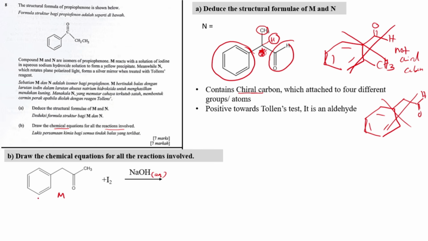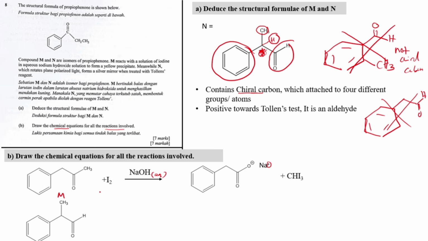And the reaction of M with iodine under the iodoform test will produce a carboxylate ion. So this is my carboxylate ion, and then the Na plus will be close by to the O minus here. Okay, and as a result, a precipitate is going to be formed, which is a yellow precipitate, CHI3, which is the triiodomethane or the iodoform. Okay, so this one is for M.